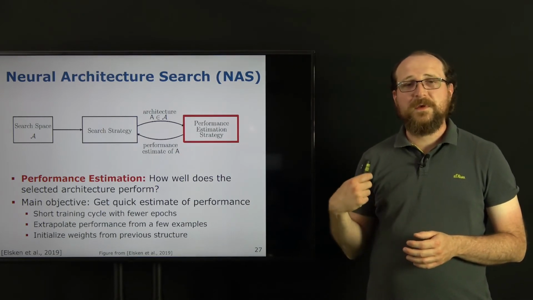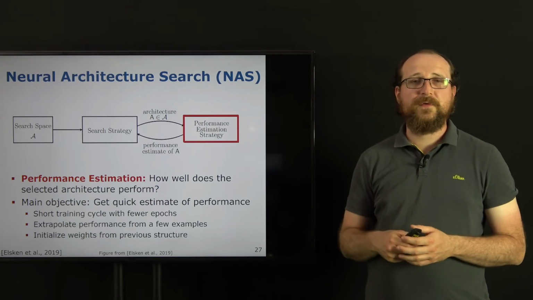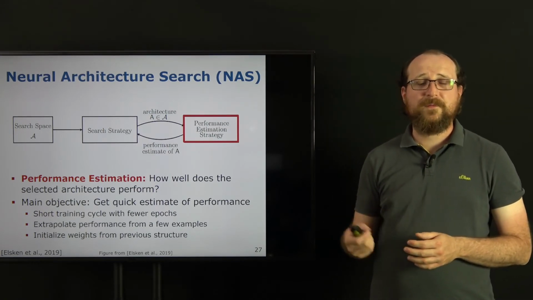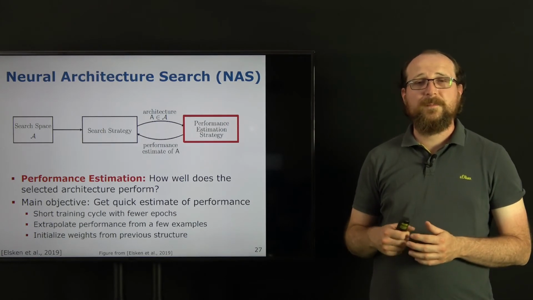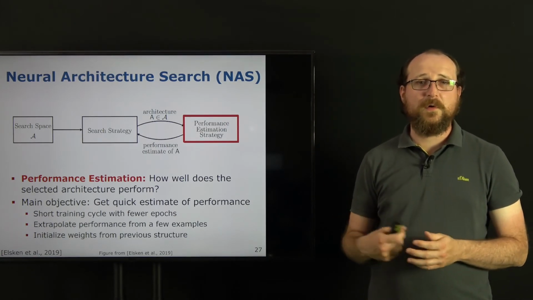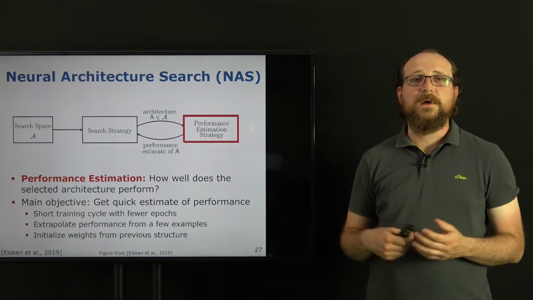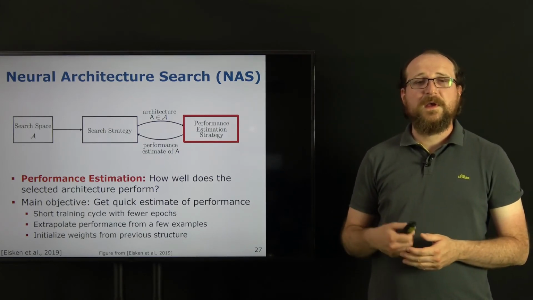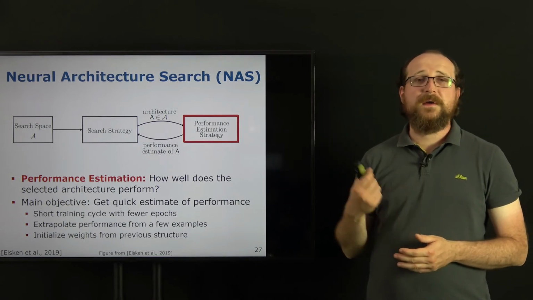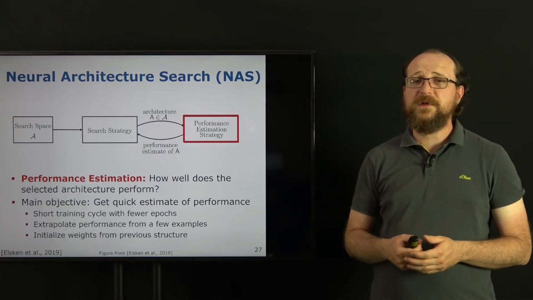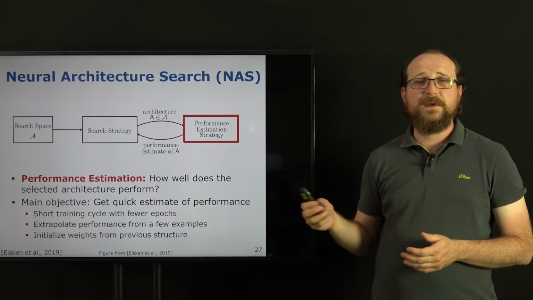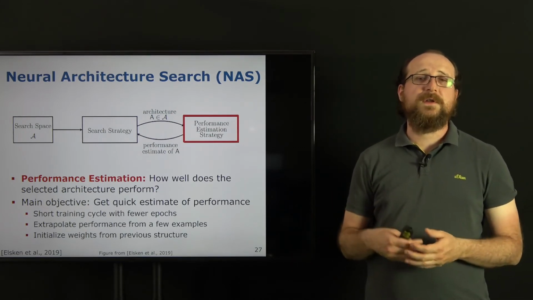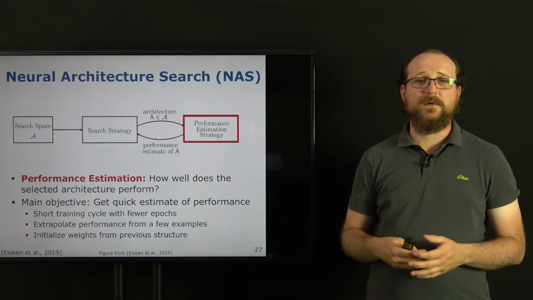But we can also try to extrapolate the performance from only a few examples from which we are learning, and then extrapolate the performance for the whole network when trained on the full ImageNet, maybe. Or we can speed up the training by using the idea of the VGG Net, copying some parts of the weights from before into this new structure, and then we are already starting at a good point.